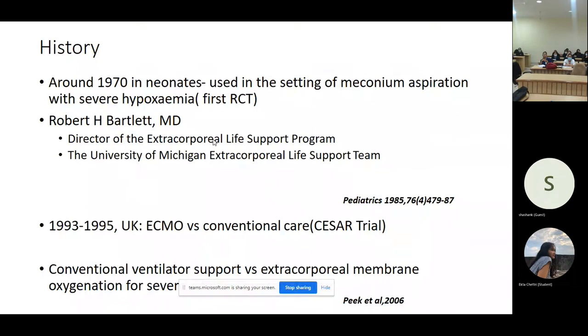Coming to the adult population, the first notable trial was the CESAR trial, which was published in 2006 and done between 1993 and 95 in the UK. In this trial, conventional ventilator support and extracorporeal membrane oxygenation were the two arms. This trial was criticized for its study setting, but it showed a significant improvement in survival in the group kept on extracorporeal membrane oxygenation. Clear?